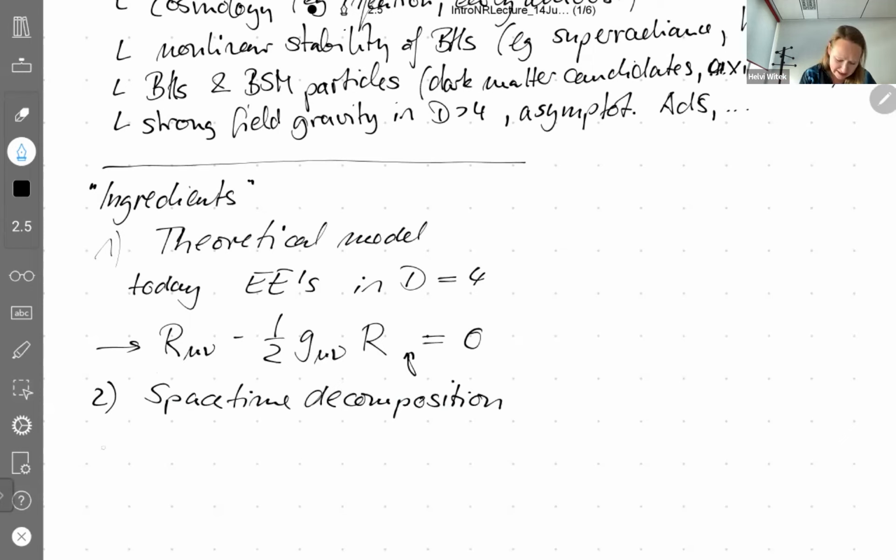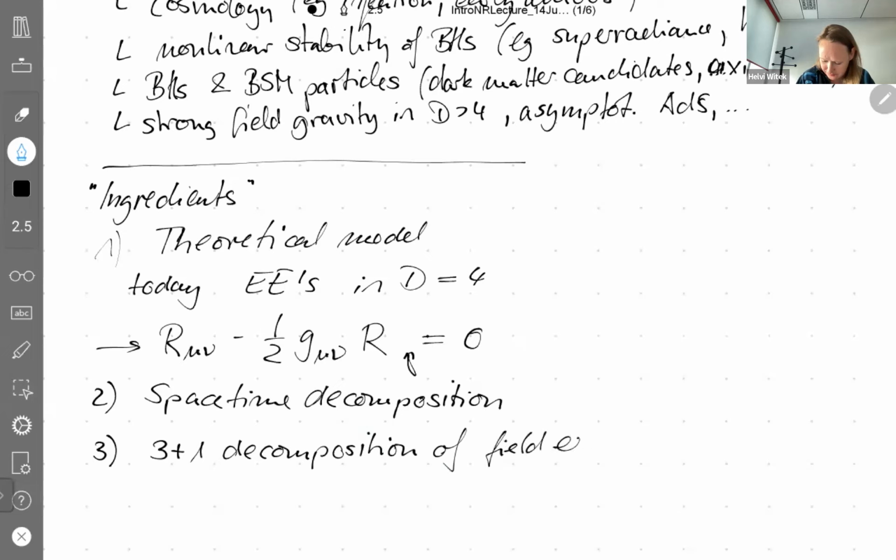Good. Then the next step after that, we want to actually take our theoretical model, our Einstein's equations, and make that time evolution explicit. So we will decompose our field equations in spatial and time-like component. Decomposition of our field equations. Good. And if we do that, we will actually obtain two sets of differential equations.